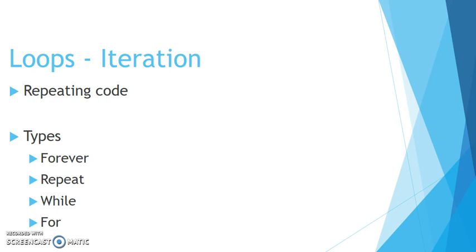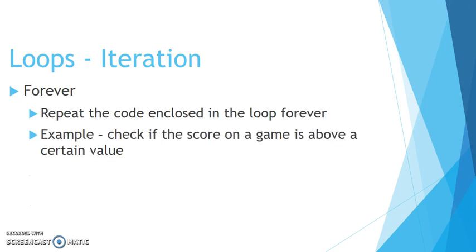So there are a number of different types of loops within microbit. There's a forever loop, there's a repeat loop, there's a while loop, and there's a for loop. So we're going to look at each of these and just see, what do they have in common? How are they different? The very first one we're going to look at is the forever loop. In this case, you repeat the code which is enclosed in the loop forever. So it just keeps on going.